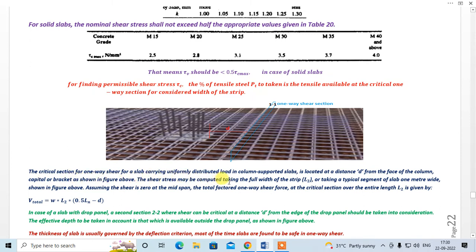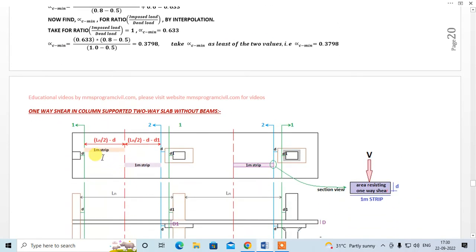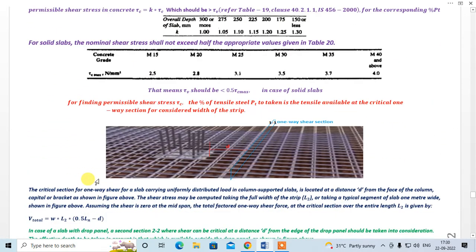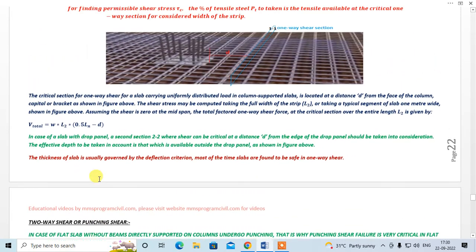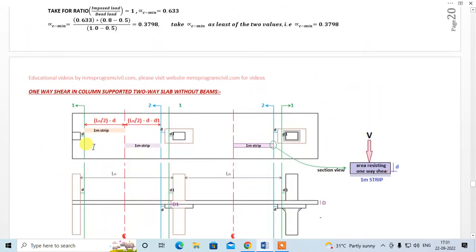The shear stress may be computed taking the full width of the strip L2. Instead of taking 1 meter strip in column strip and 1 meter strip in middle strip, you can take the full width, that is L2. You can also find the shear force for the total width of the slab beam. Simple, everything remains the same. Instead of 1 meter, you have to change this to L2, that's the width of the slab beam member. And when you are taking L2, then you have to take the average percentage of tensile steel as shown above.